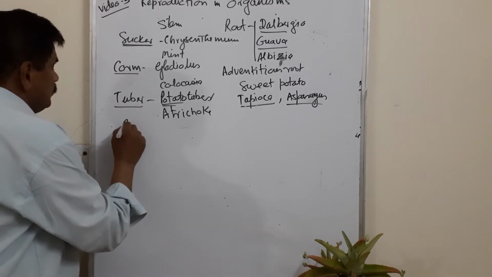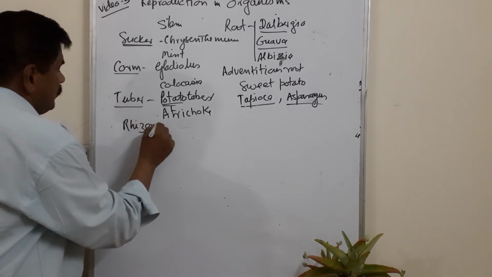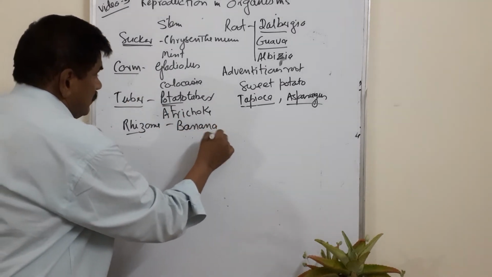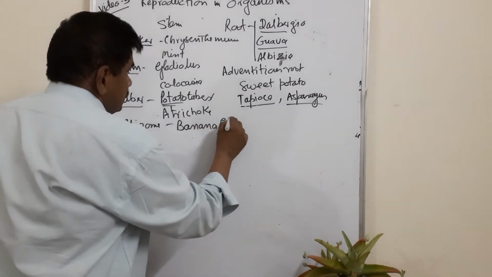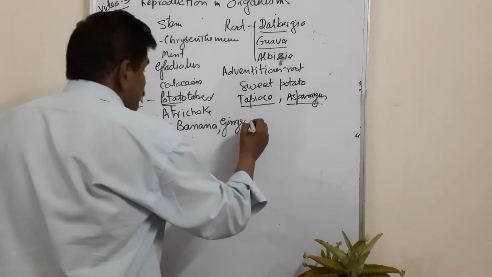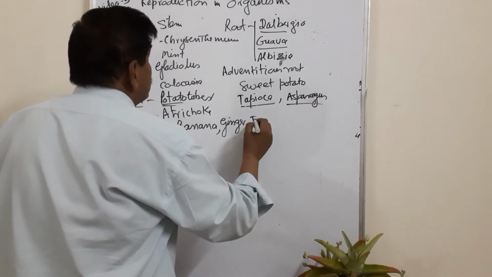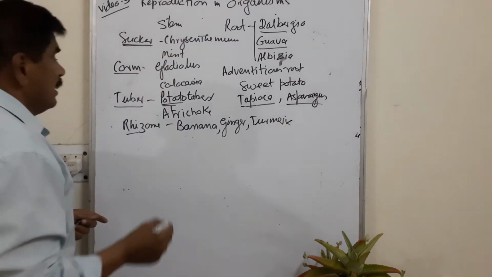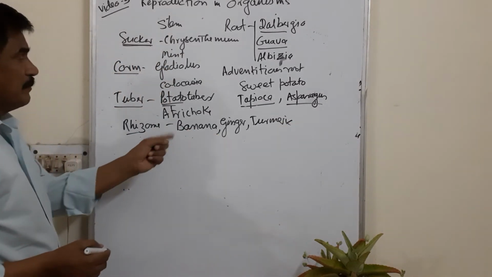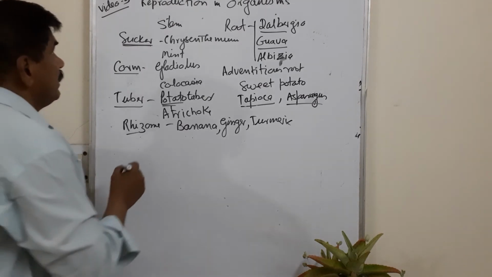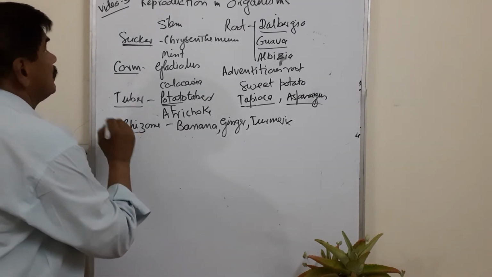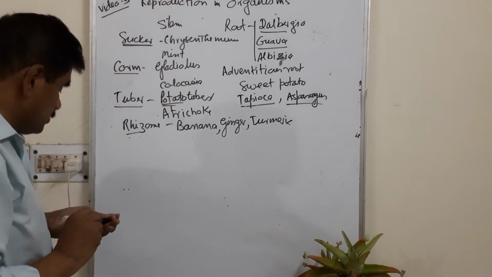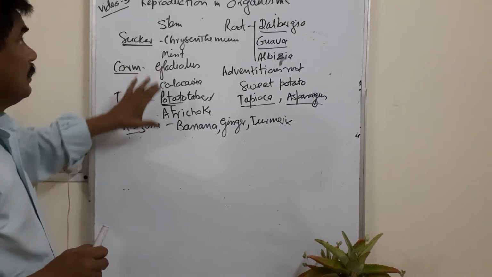Then you see rhizome. Rhizome: the banana, ginger, say turmeric, and these plants have rhizome and they produce a new plant. Now, say corm, sugar, so these are the modified plant stems, where a new plant is produced by the modified stem.